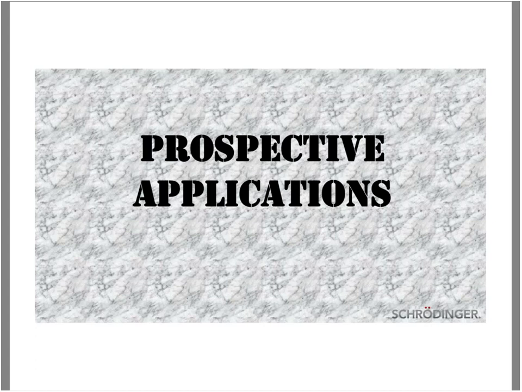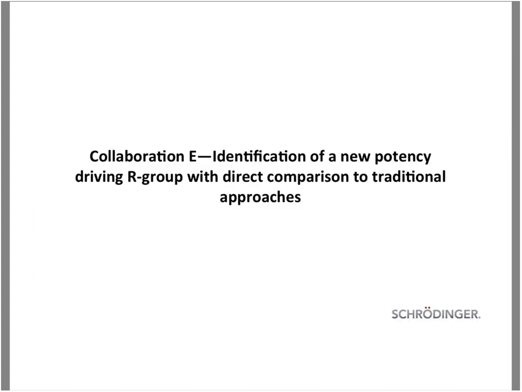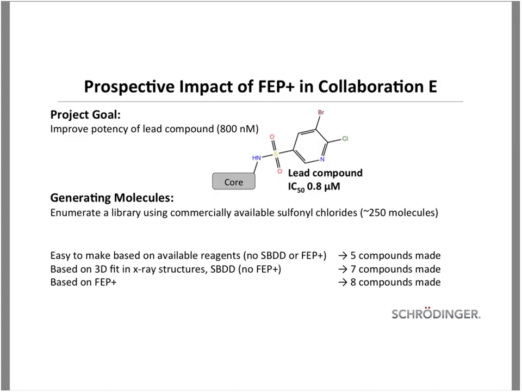I'll go over 4 projects in which scientists at Schrödinger have been able to support experimental collaborators in other companies using free energy calculations. The first collaboration that I want to describe is what we've internally called Collaboration E, where we've been able to identify a new potency driving R group on a small molecule, and also have made some direct comparisons to traditional approaches, which include both, I will get to that in a second.